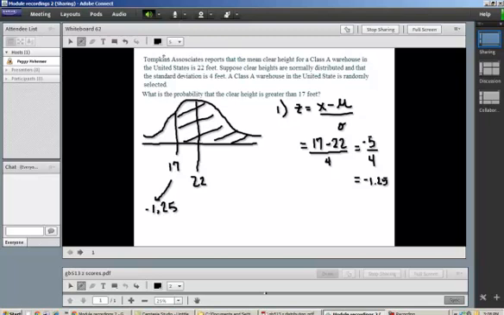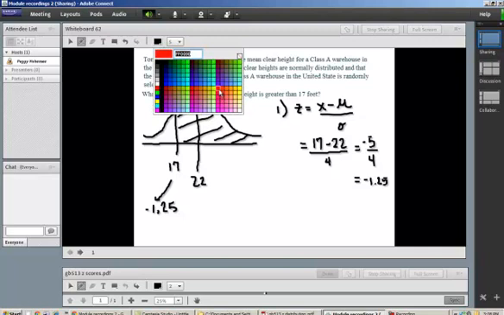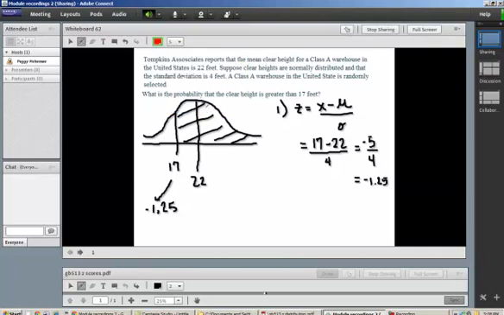Now, let's look at this for a second because we're going to be looking in your chart for a minute. This shaded area is made up of two parts. It's made up of this part right here, which is from my 22 on to the right. This is half of my data, so this part right here is 0.5. The other part that I need to look at is this part right here, from negative 1.25 to my mean.